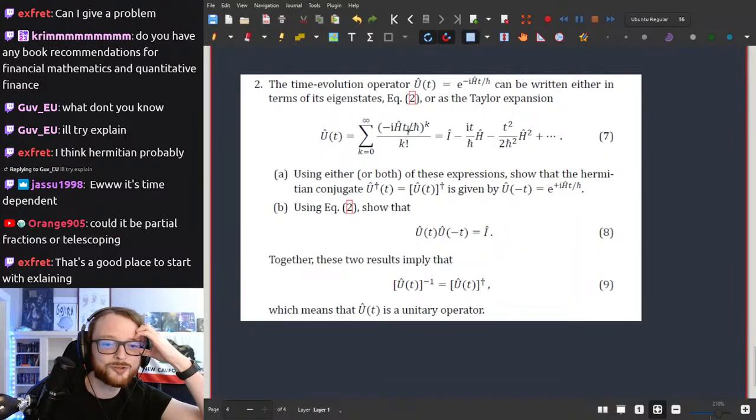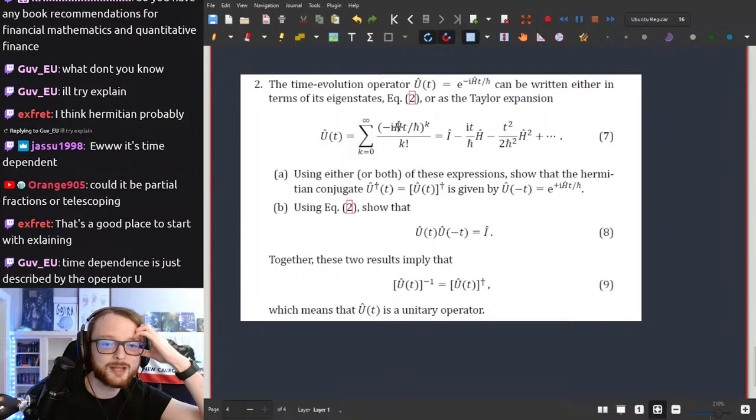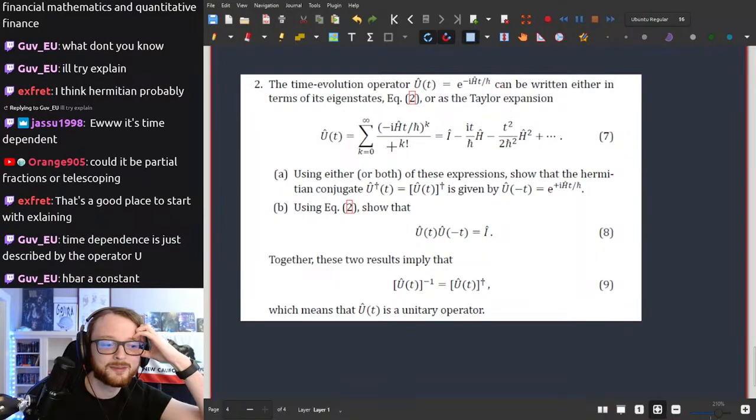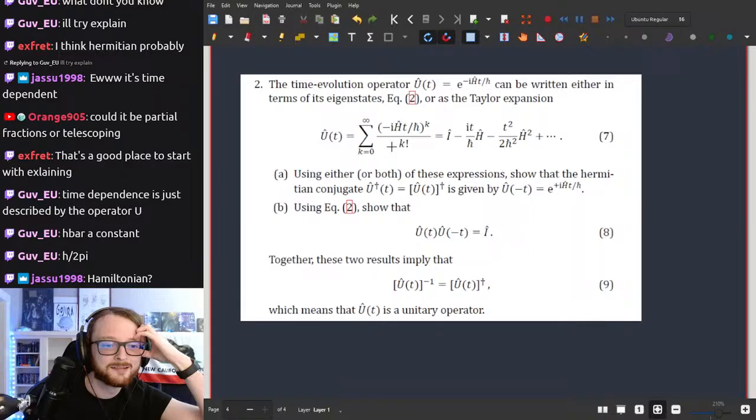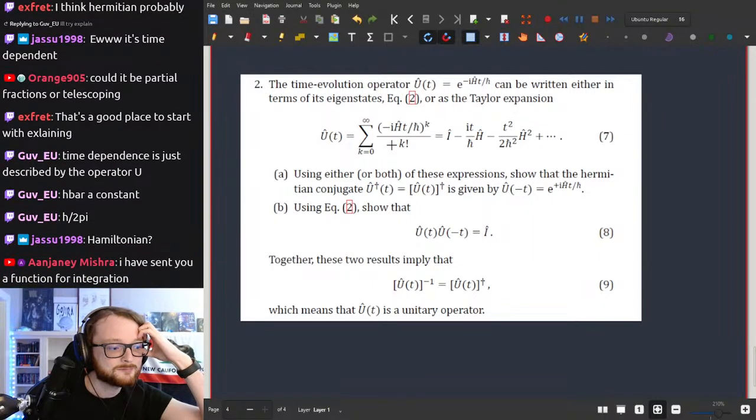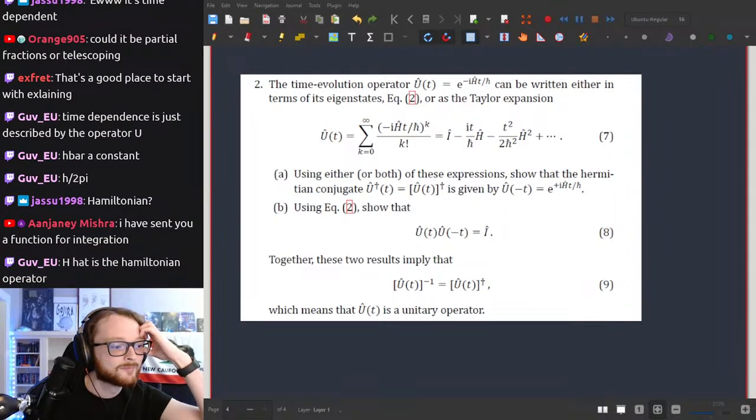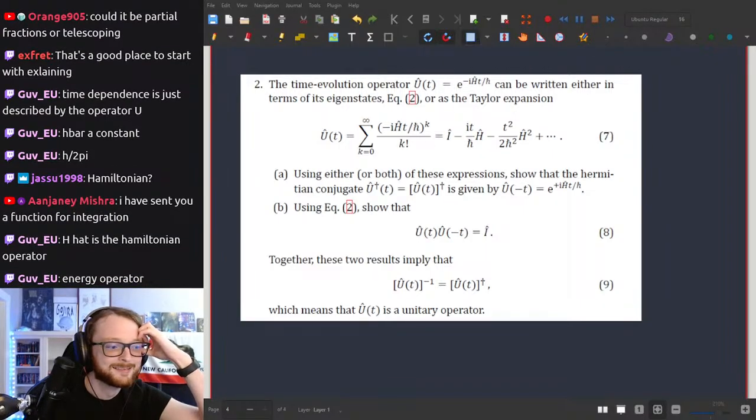I assume H bar is just that constant H bar. H hat. I don't... Is that a matrix? Yeah, Janie, I'm not integrating that. H hat is the Hamiltonian operator. I have no clue what that is.